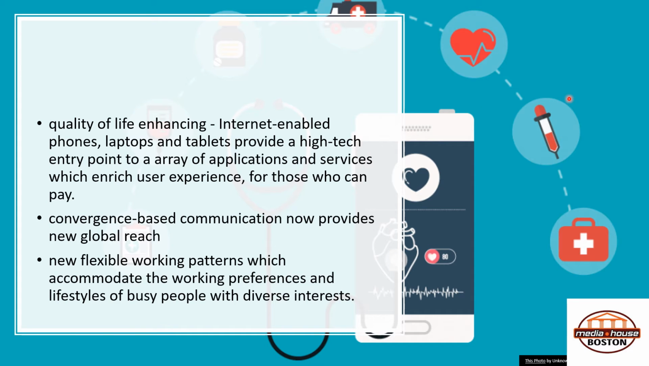Quality of life enhancing. Internet-enabled phones, laptops, and tablets provide a high-tech entry point to an array of applications and services, which enrich user experience for those who can pay. So, looking at something basic such as a Fitbit, Apple Watch, or a Garmin watch, these are things that lend into quality of life enhancing technology. We're able to monitor our stress levels. Some can go so far as to do sugar levels or blood pressure, etc. It can ensure that we are in good cardiac health and things like that.